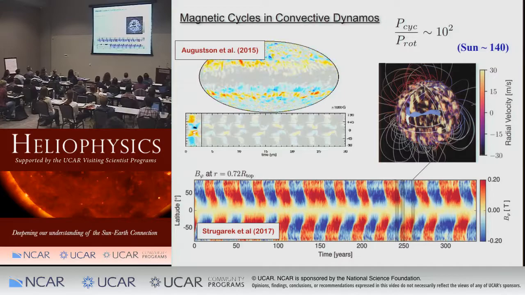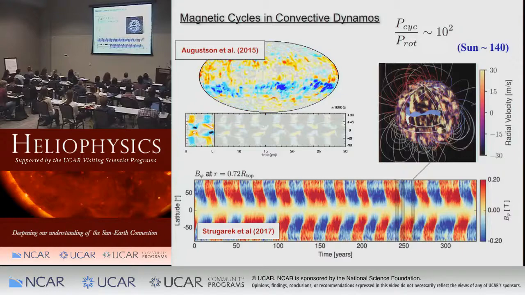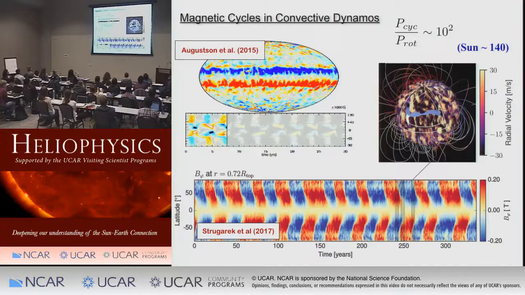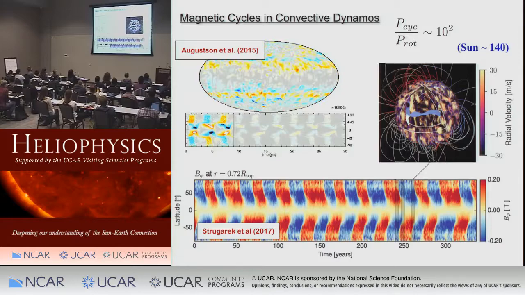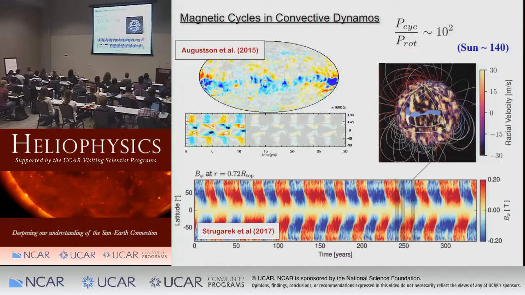So this shows the toroidal field near the bottom of the convection zone, and it's going through these magnetic cycles, and it has these equatorial propagation a bit. So these are looking very promising. Another thing is that the cycle period relative to the rotation period is on the order of 100, which is comparable to the sun. So the early models, Peter Gilman in the 1980s, these were comparable, but now having a cycle period that's much longer than the rotation period is something that's just been since about 2010 that we've actually been able to achieve this. And the main key is just higher and higher resolution.